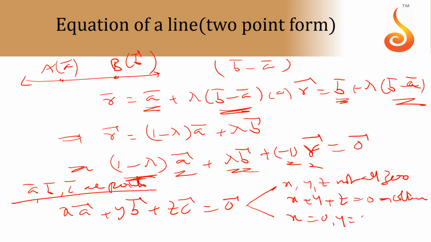Suppose if x is 0, y is 0, z is 0, the points will be non-collinear. So even in Cartesian form also you can write the equation x minus x1 by x2 minus x1. Just remember this: a bar, b bar, the position vectors, we will write in the point form, Cartesian form.